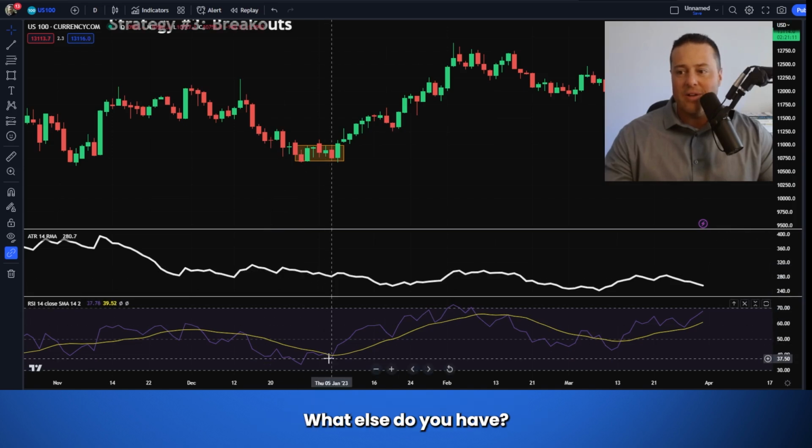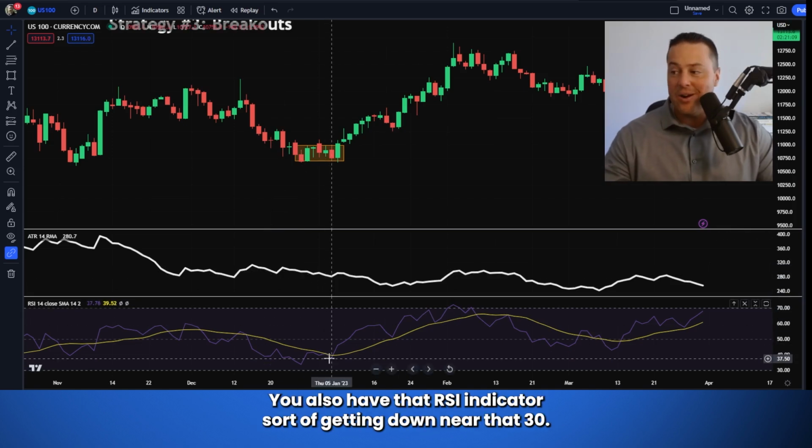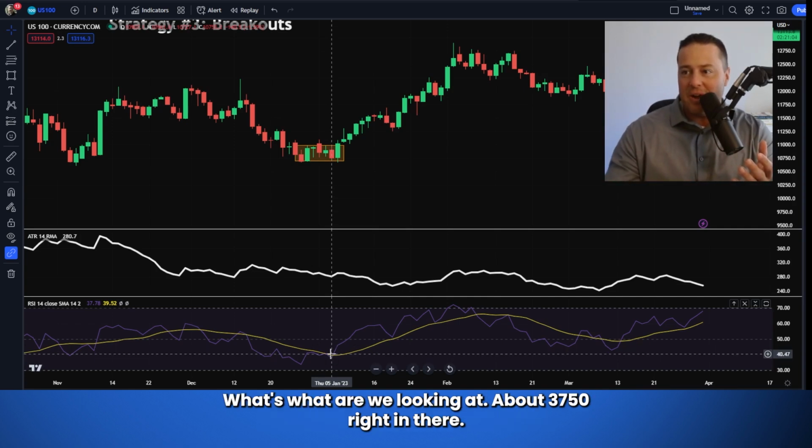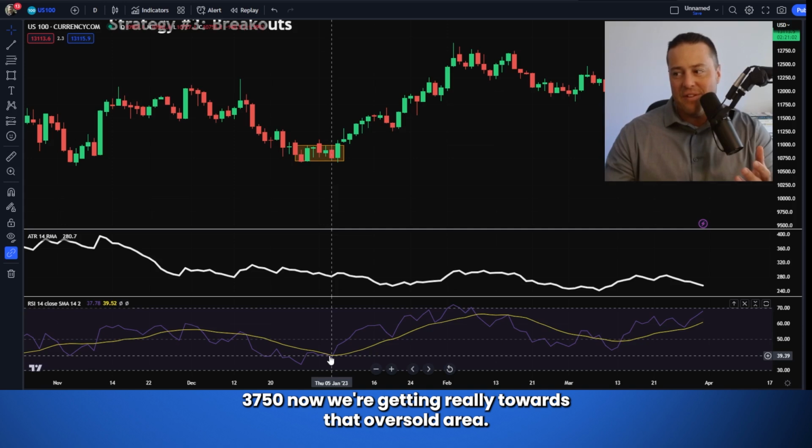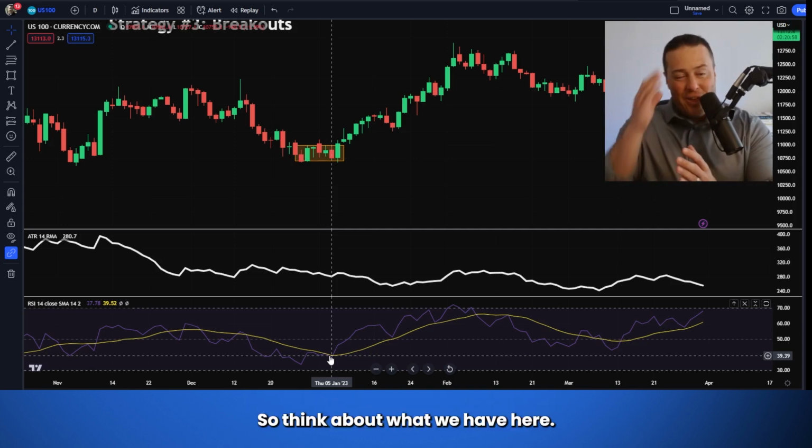What else do you have? You also have that RSI indicator getting down near that 30. What are we looking at? About 3750 right in there, somewhere in there, 3750. Now we're getting really towards that oversold area. So think about what we have here.